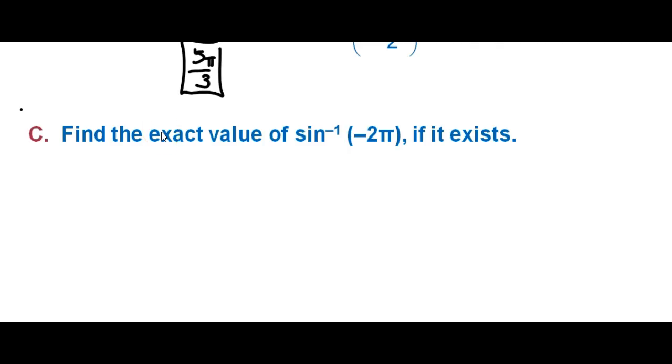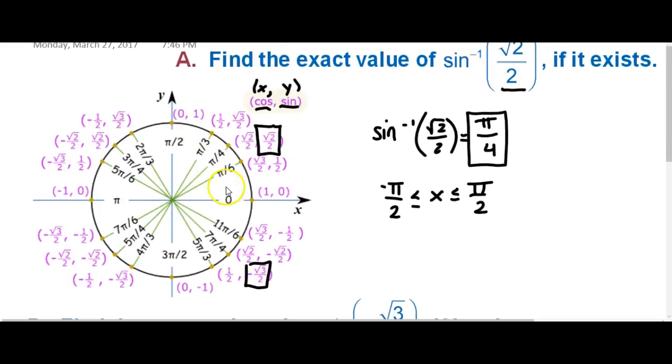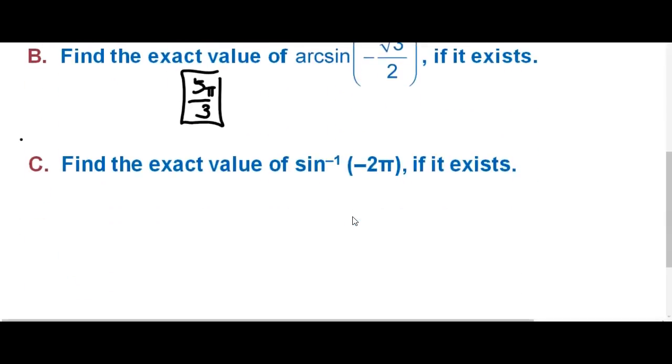So in this last example, they're asking us to find the inverse sine of negative 2 pi. Now, if we look at the unit circle, notice that if we go around, the highest height we're going to get to in the y side is 1. And if we go all the way around to the lowest side, the lowest we get is negative 1. So no matter how many times we go around the circle, we're never going to get negative 2 pi. So therefore, the inverse sine of negative 2 pi does not exist.